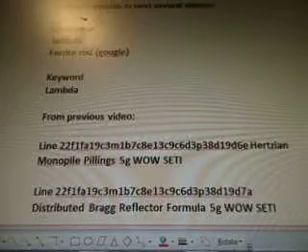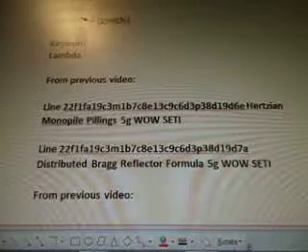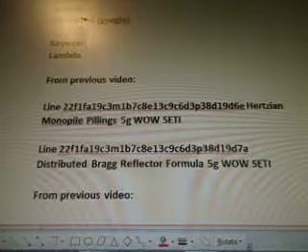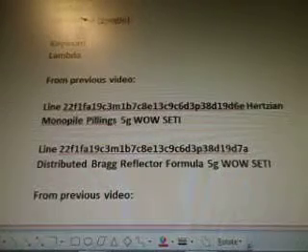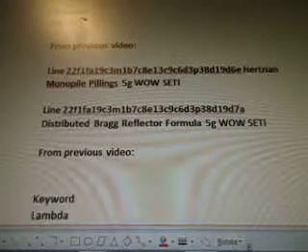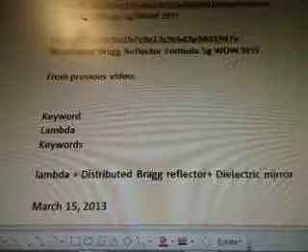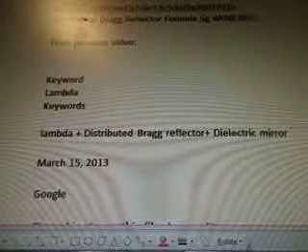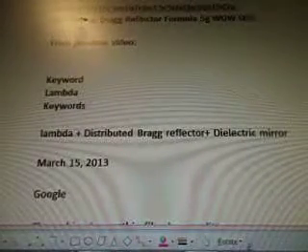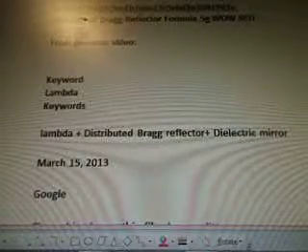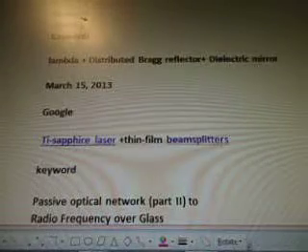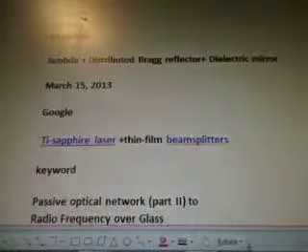So now the keyword Lambda was from this previous video. Line of data for Hertzian Monopile Pillings. And then the next one was another line of data and Distributed Bragg Reflector formula. So the keywords Lambda plus Distributed Bragg Reflector and Dielectric mirror. So I googled thin film laser beam splitters.